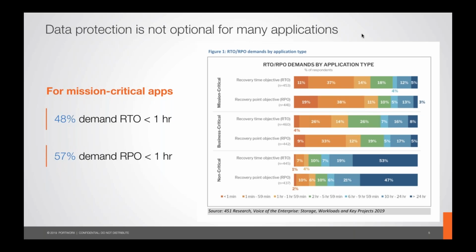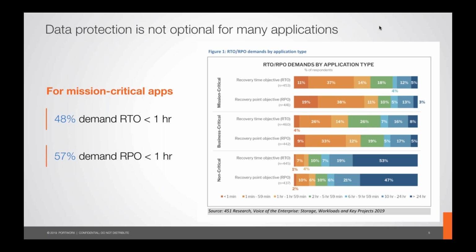451 put out some really interesting stats on this, so I'll go through this quickly, but it basically highlights this idea that data protection is not optional for many enterprise applications. For mission critical apps, 451 points out that the recovery time objective, basically how much downtime I'm willing to take, and the recovery point objective, basically how much data I'm willing to lose in the case of a disaster, are pretty rigorous for mission critical applications. About half of respondents say they need RTOs and RPOs of less than an hour.